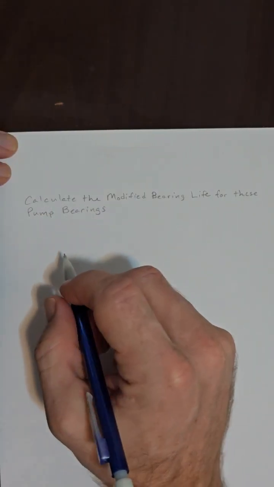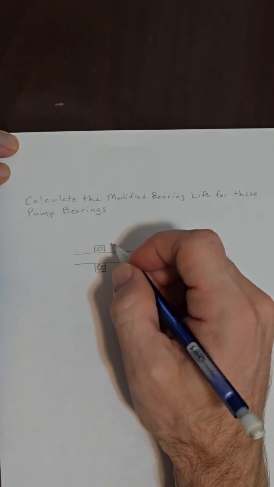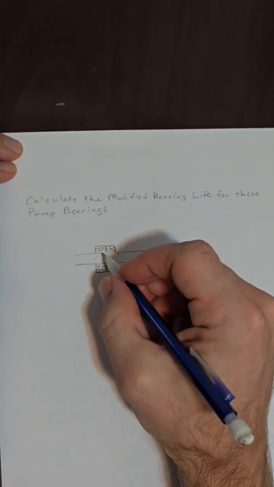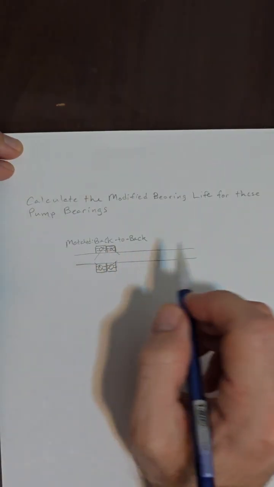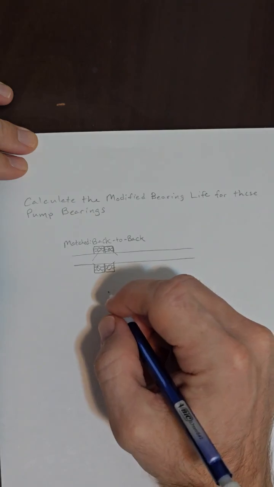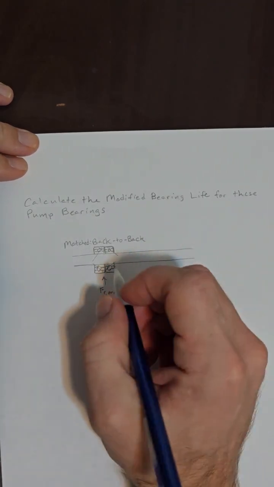Let me diagram simply the shaft and the bearings on the shaft. These are matched bearings. That means there are two together, and they are back to back, meaning these are the load angles. So they are matched back-to-back bearings. Now the maximum radial load is 1.45 kilonewtons, and the maximum axial load is 11.5 kilonewtons.